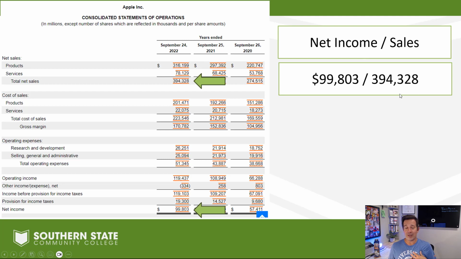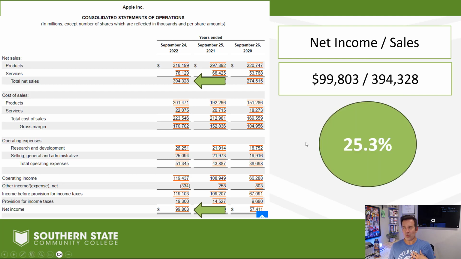I came up with a staggering 25.3%. Holy smokes. What that means, for every $1 that Apple has in sales, they put 25.3 cents in their pocket as profit after all expenses have been considered. For every dollar, they stick a quarter in their pocket.